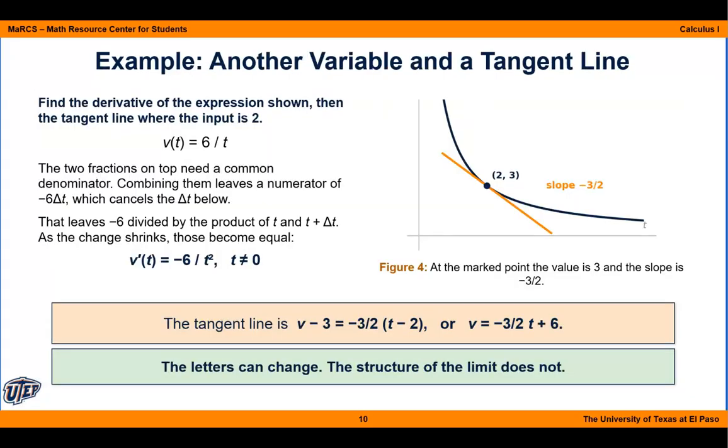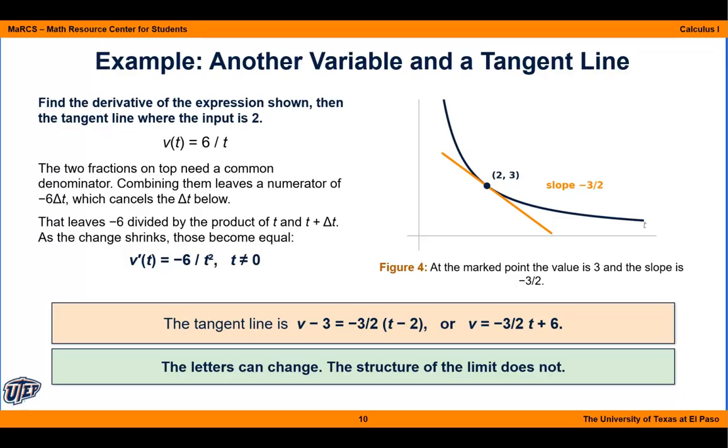Here's another example: another variable and the tangent line. The input variable does not have to be x. In this example, the input is t, so the small change is written as delta t. The two fractions in the numerator need a common denominator. After combining them, a factor of delta t appears and cancels. Taking the limit gives a derivative of negative 6 over t squared, for t not equal to 0.